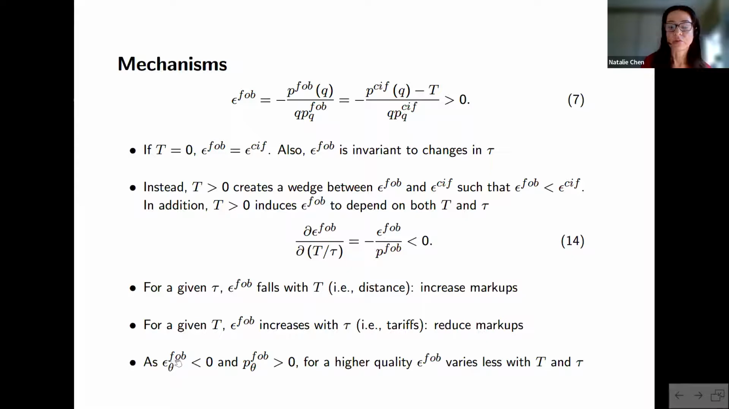However, we also assume that the elasticity of demand here decreases with quality, okay? And the price is higher for higher quality goods, which means that this expression here, 14, is smaller in magnitude for higher quality exports. So this means that for higher quality exports, markups are going to vary less with the two types of trade costs, simply because this expression here is going to be smaller in magnitude.